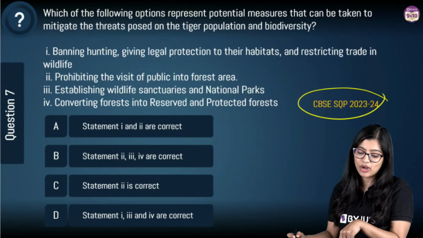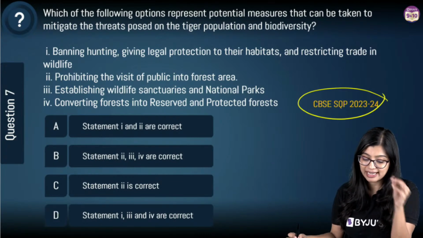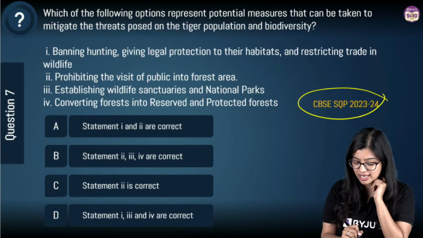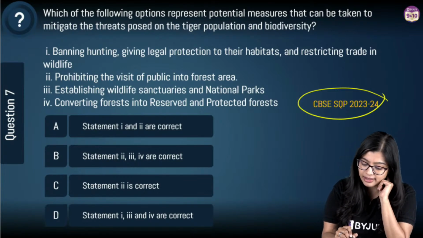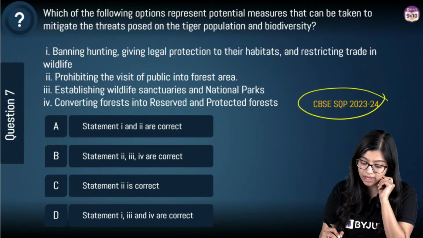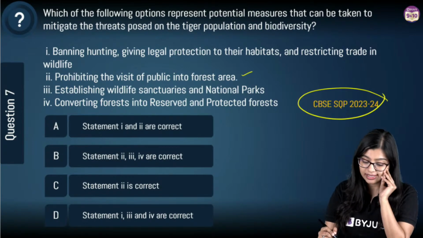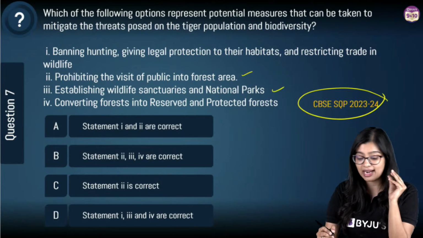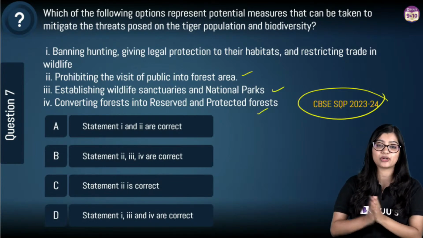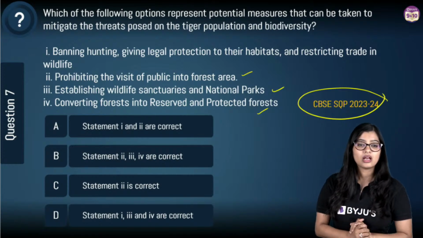Which among the following options represent potential measures that can be taken to mitigate threats posed on tiger population and biodiversity? Banning hunting and giving legal protection to their habitat and restricting trade, prohibiting the visit of public into forest area, establishing wildlife sanctuaries and national parks, or converting forests into reserved and protected areas.